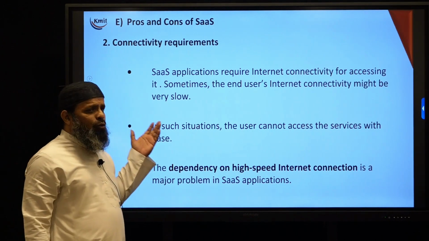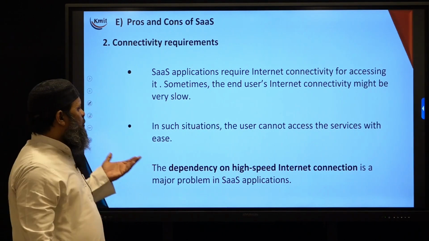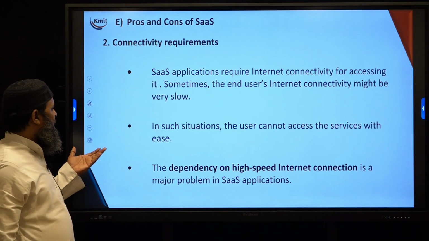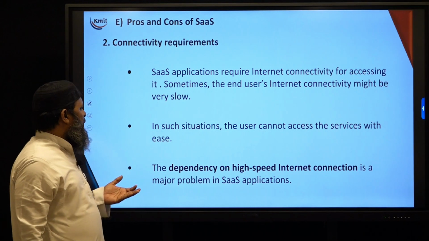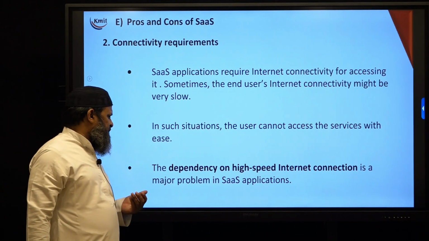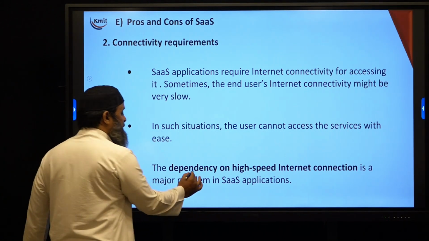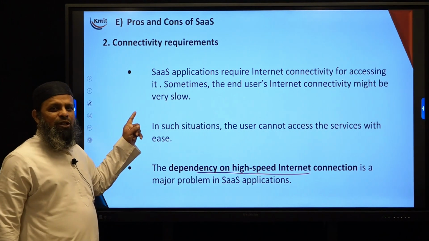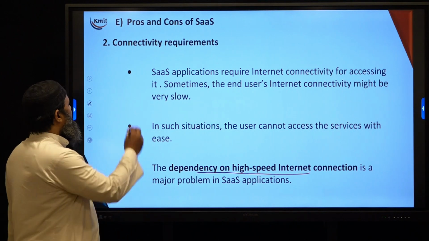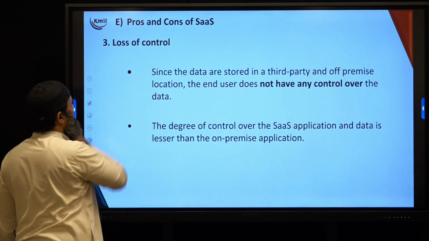Connectivity. To access any SaaS application, you need to have internet connectivity. Internet connectivity might be slow sometimes, and users cannot access the service. So dependency on a high-speed internet connection is always a requirement for SaaS applications. So this is a drawback when you are using SaaS applications.